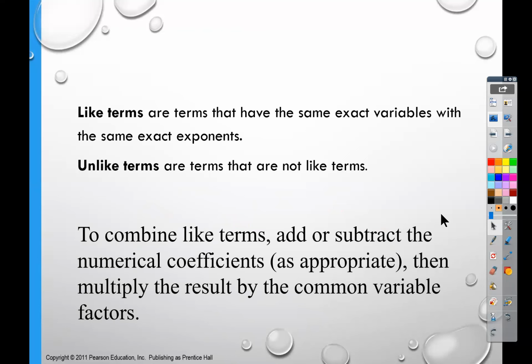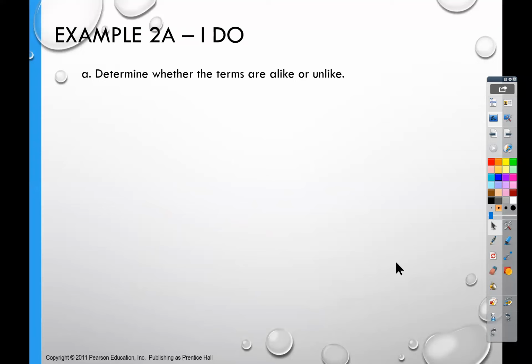So to combine like terms, add or subtract the numerical coefficients as appropriate, and then multiply the result by the common variable factor. So what does that mean? So are those like or unlike? They're unlike because the x has a square.